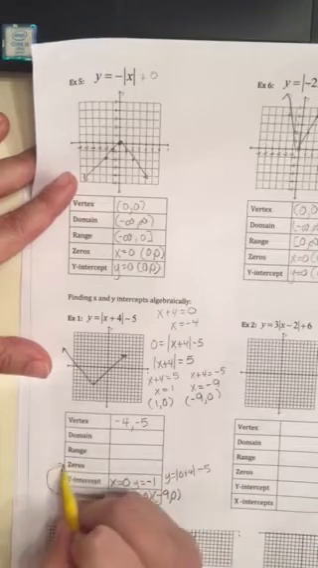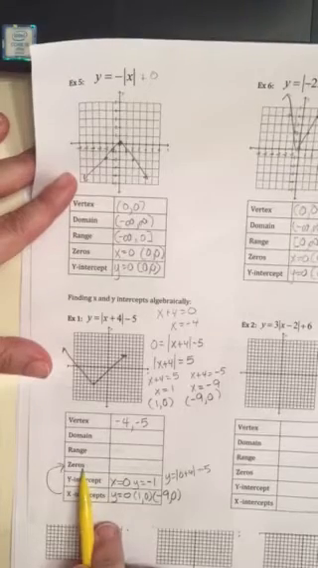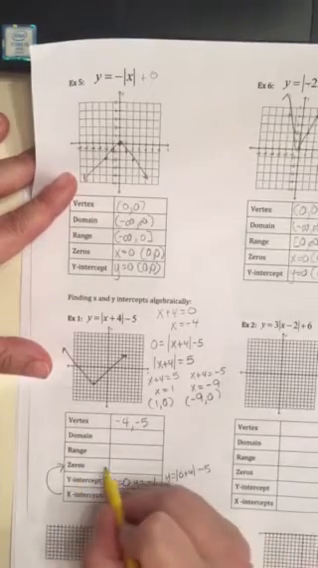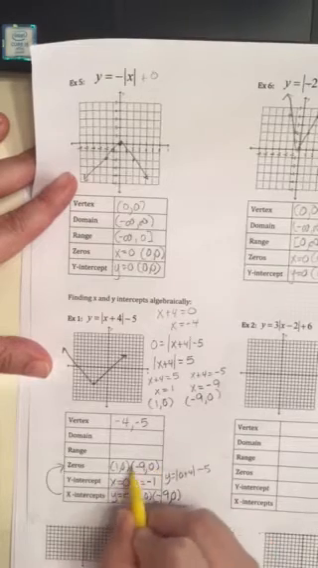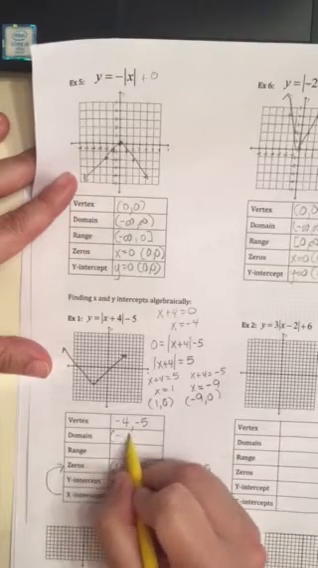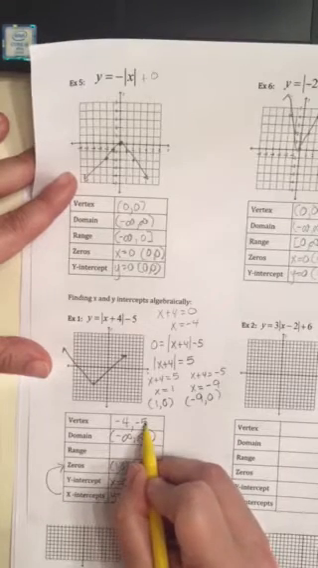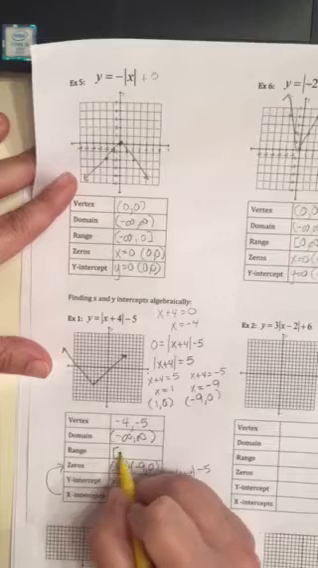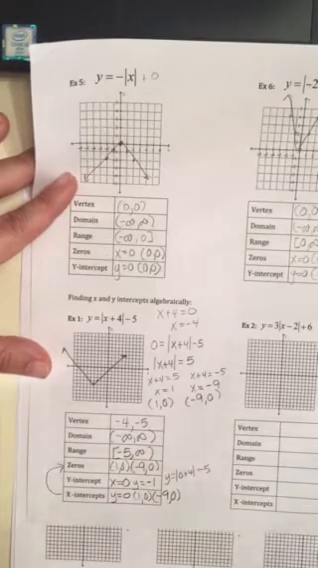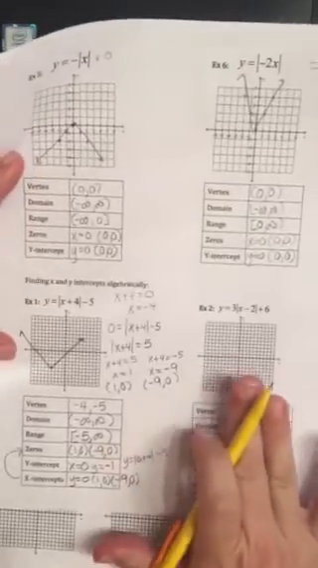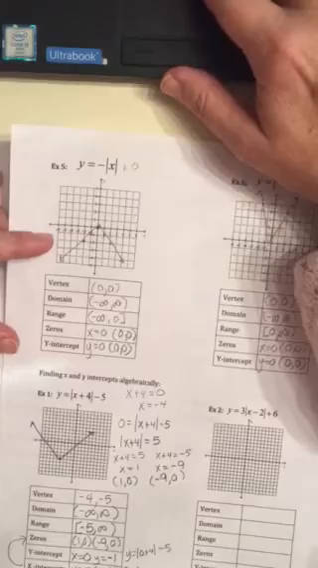Zeros, same as your x-intercepts. It's just a different vocab of where am I crossing. So 1, 0 and negative 9, 0, where I'm crossing the x-axis. Domain, that's a no-brainer. Range, I'm going to take the y value of the vertex every time and use them. Negative 5 to infinity. And then I'm going to have you guys try this one. But if you want to look at Desmos, I'm going to give that a try.